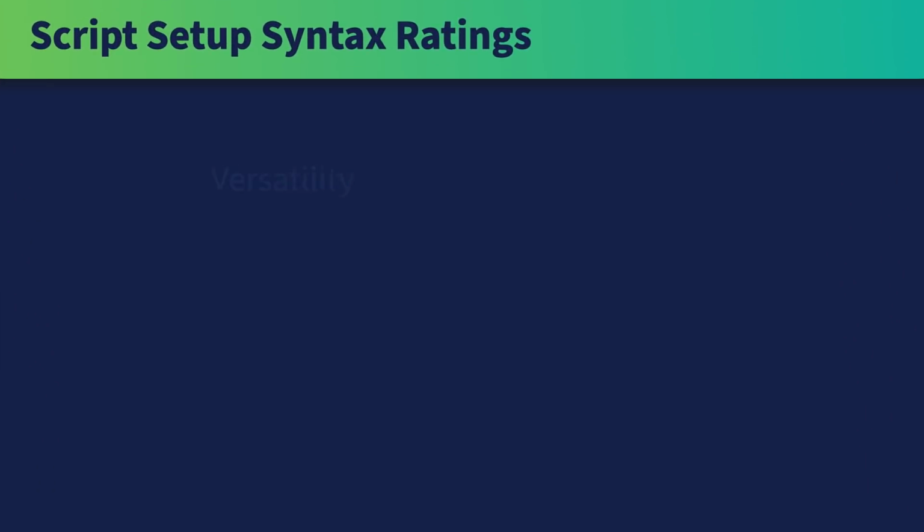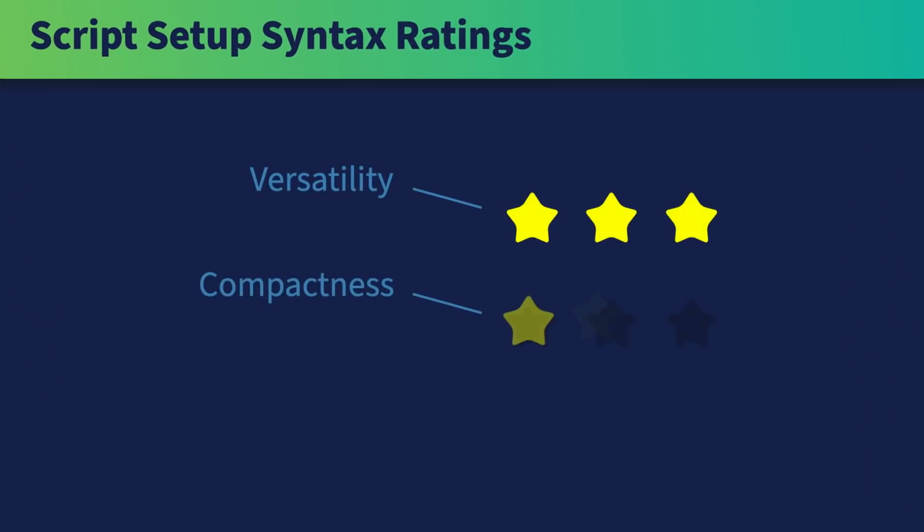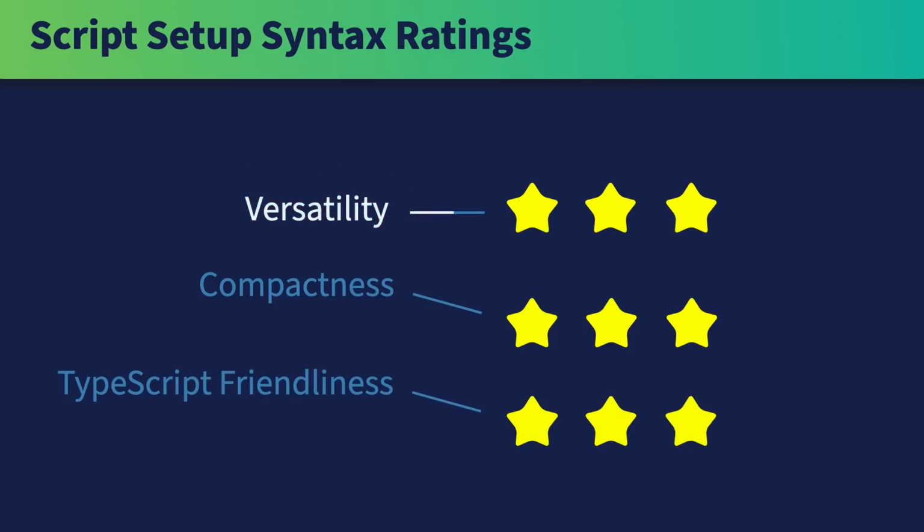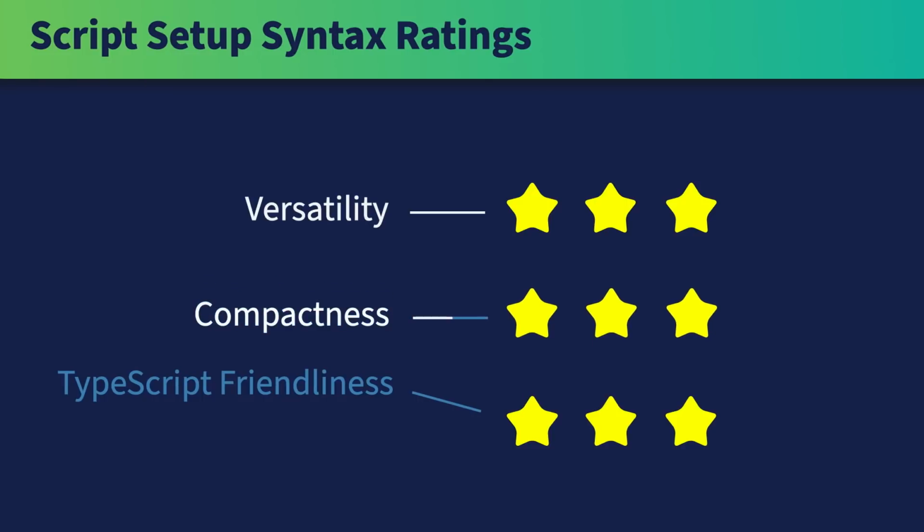Finally, let's take a look at the ratings for the script setup syntax. In the script setup syntax, you can do all the things that you could do with the regular composition API syntax. That's why it has the same 3-star versatility as the hybrid syntax. We're able to work with the script tag as if it's the setup function itself. So the script tag is now practically just a function, and we don't even need a return statement. That's why it has the same 3-star compactness as the functional syntax.